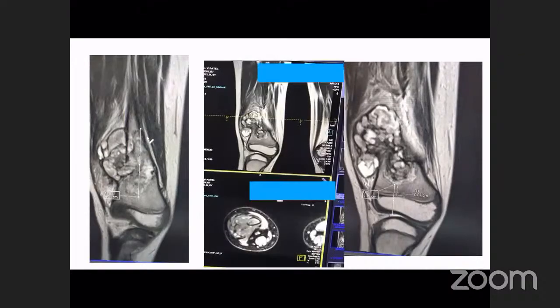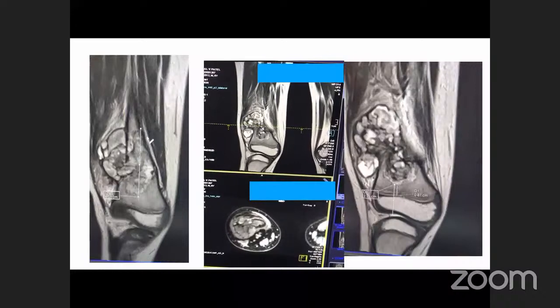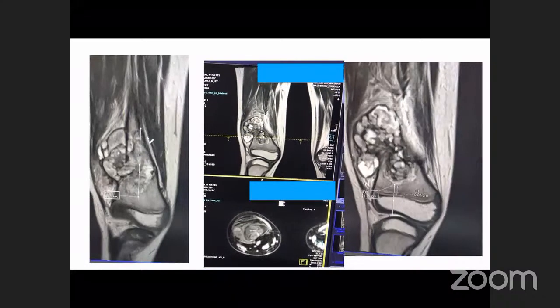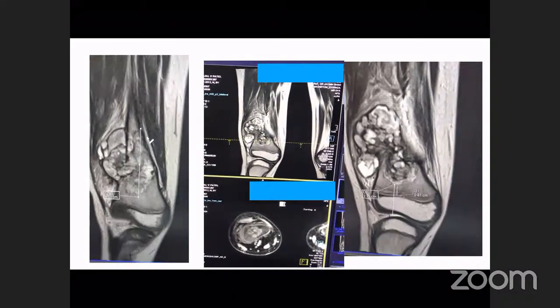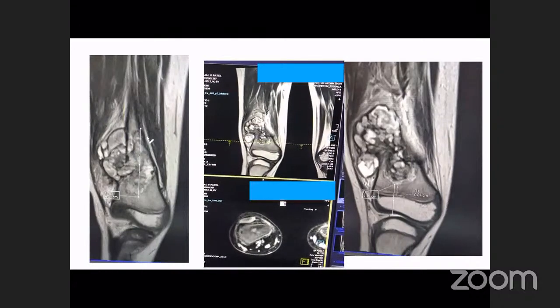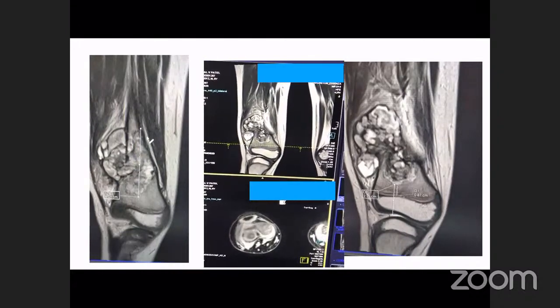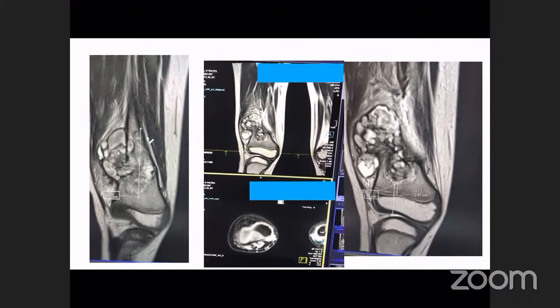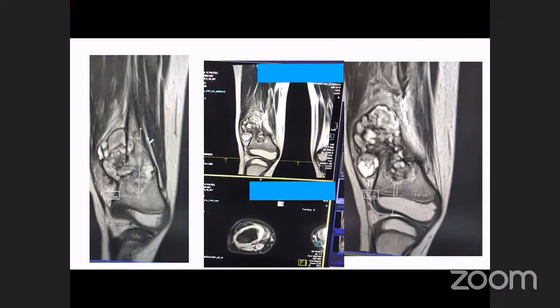Can I say what I would do? You can definitely try joint sparing surgery in this, and definitely we cannot re-implant this. Because the resection length seems to be pretty small, I would take a free fibula, double barrel it, and do a vascularized fibula there, so that it gives support. Then address the limb length later on.